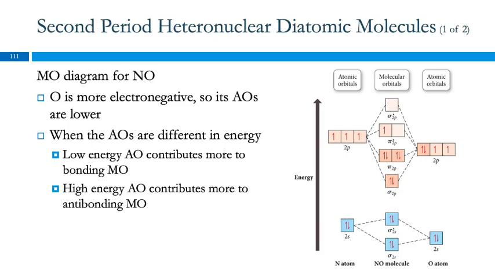No, NO. So here's the diagram, and I'm not going to ask you to draw anything like this. Here's the nitrogen atom, and here's the oxygen atom. Because these are different elements, the energies of their orbitals are different. And so when we combine things, they can get a little skewed. The low energy atomic orbitals contribute more to bonding, and the high energies contribute more to the anti-bonding. So this is contributing more to anti-bonding, and this is contributing more to bonding.